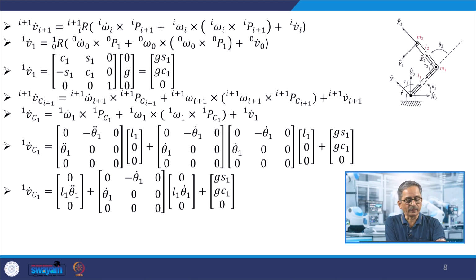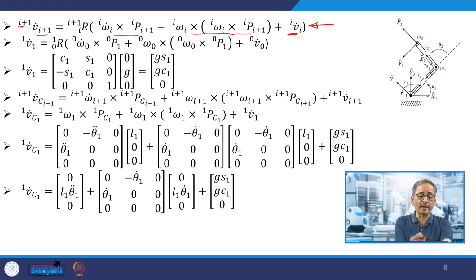Now, let us find out the linear acceleration or translational acceleration. For that, this is the general expression which says that the translational acceleration of the origin of the i plus 1th frame, expressed in terms of the i plus 1th frame, is going to be equal to what? This term, that is the angular acceleration of the ith frame, plus there is an omega cross this one term, and then you have a double cross term here. So, this is what we have seen.